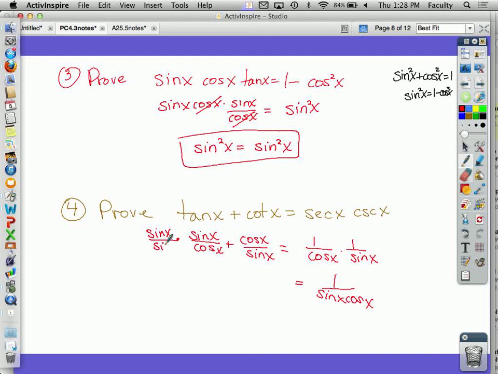I'm going to multiply the first fraction by sine over sine, because that'll give me the common denominator. And then I'm going to multiply the second fraction by cosine over cosine. And look what happens. I get sine squared x plus cosine squared x, equivalent to 1. Bingo, you got it. You're going to have to remember this. This is the Pythagorean identity. Sine squared x plus cosine squared x is 1. And there we have it.